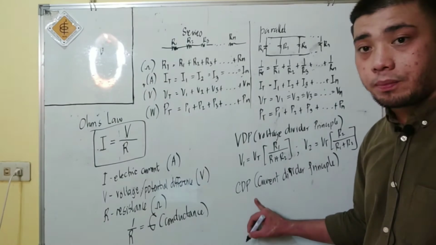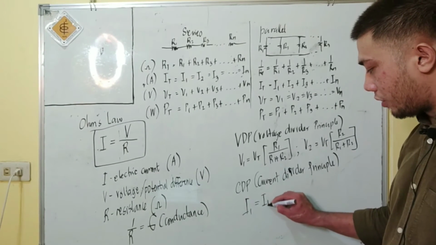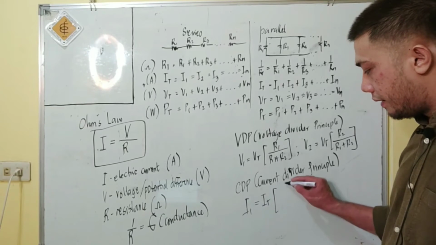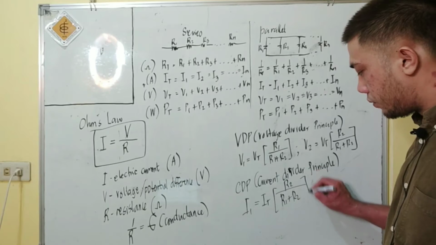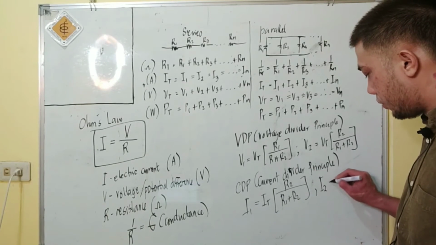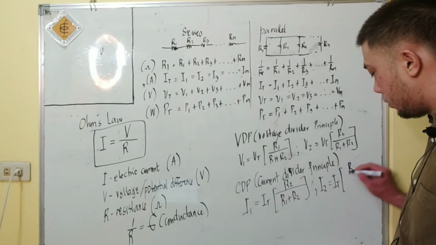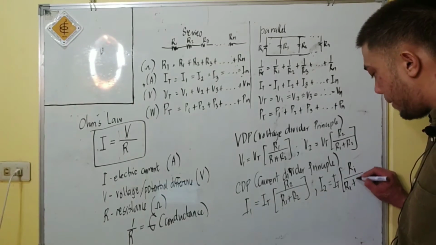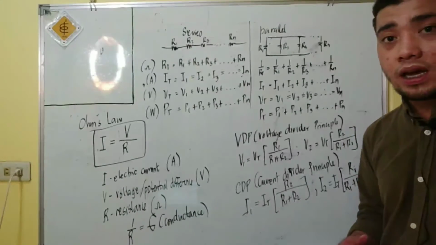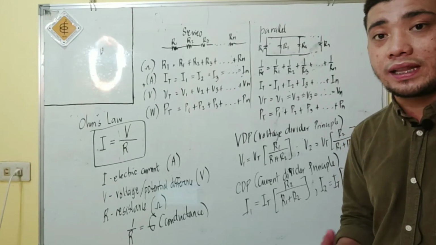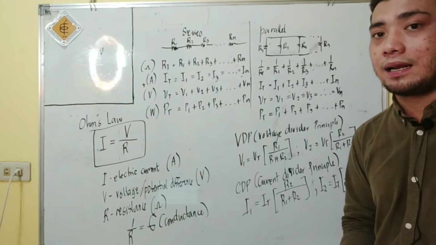For the current divider principle, we're going to get the I1, which is equal to I total times R2 over R1 plus R2. However, for the I2, that's I total times R1 over R1 plus R2. So, VDP can be used if the certain circuit is series and CDP if it is parallel.